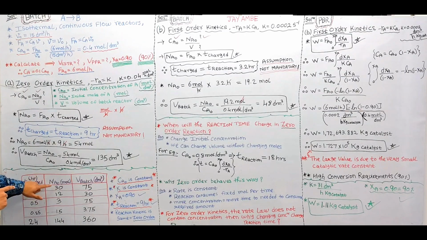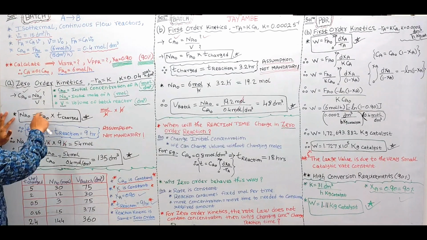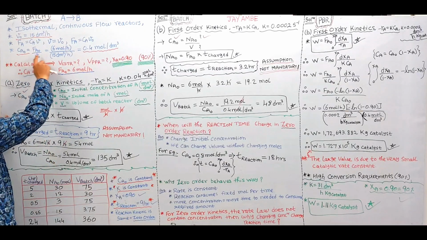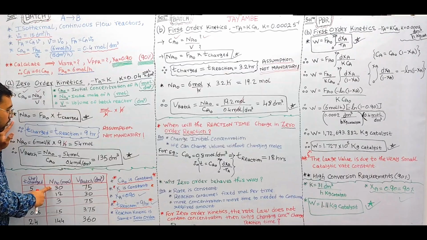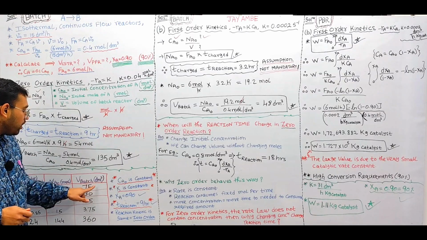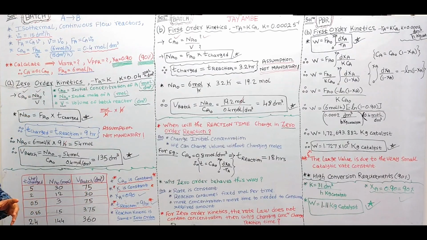This initial number of moles can be calculated using the same formula. The molar flow rate is constant, 6 moles per hour, times the charge time of 5 hours, so we get the initial number of moles as 30. Now, with the initial number of moles and the constant initial concentration, we can calculate the volume of the batch reactor using this formula. The volume of the batch reactor comes out to be 75 liters. I hope you have understood.